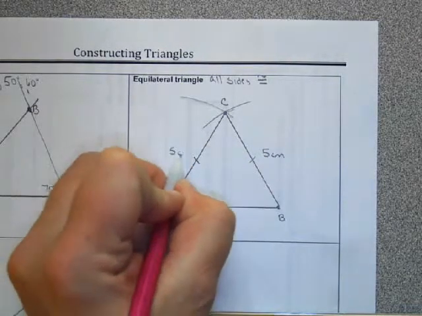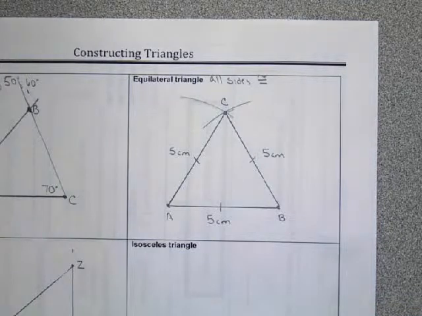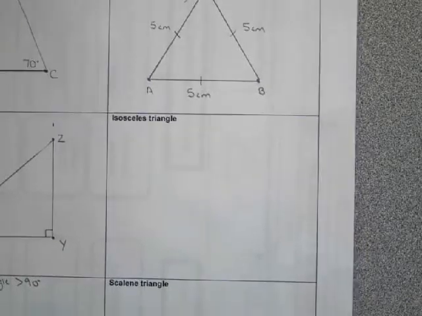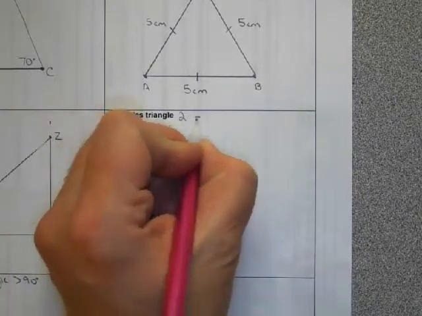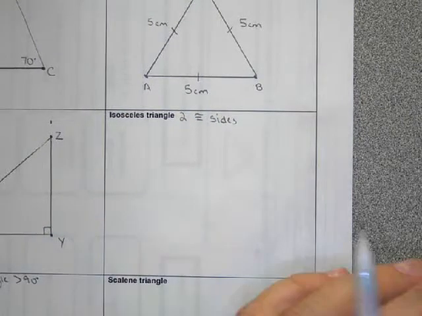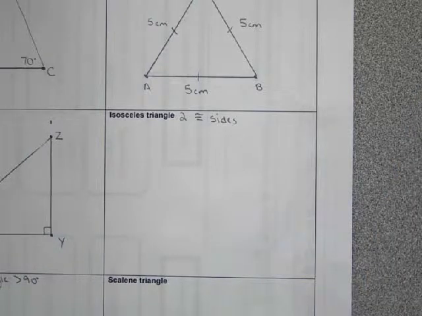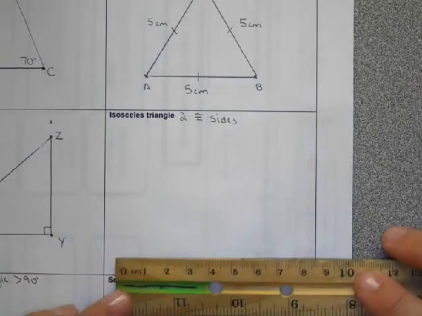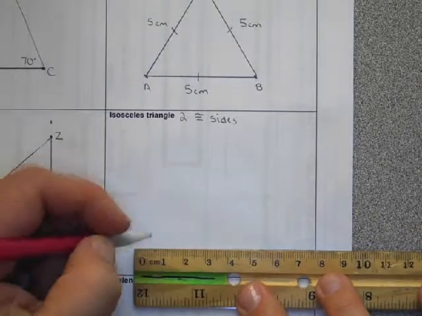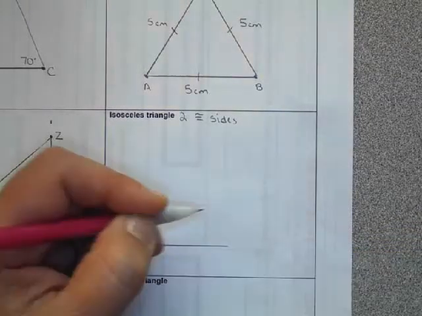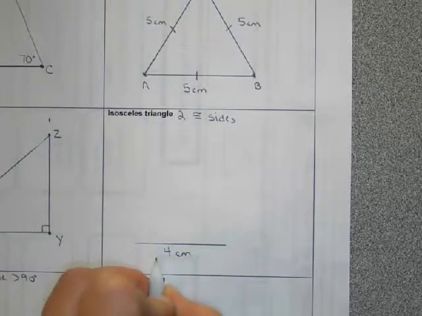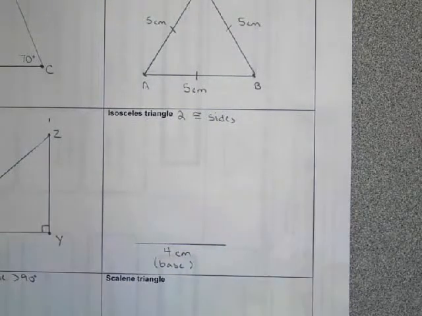An isosceles triangle has 2 congruent sides. So again, this one's pretty easy to do. I can pick a base. So let's say my base is maybe 4 centimeters. So the base is going to be the side that's not congruent to the other 2. Okay, so that's my base. And then I can choose another length for my sides. So maybe I want the other 2 sides to be 6 centimeters.